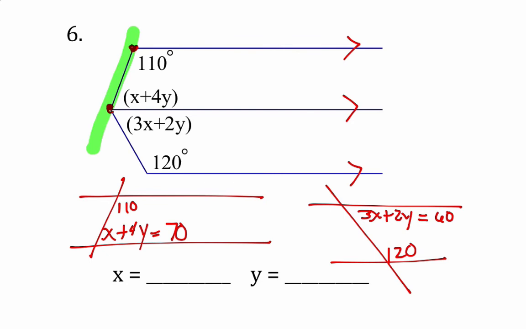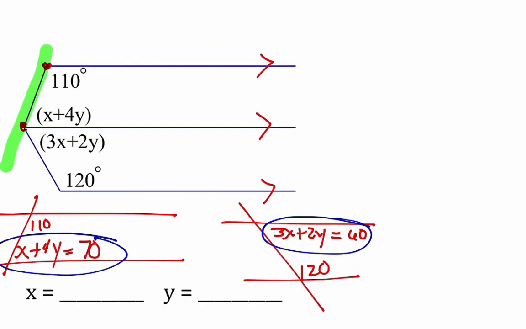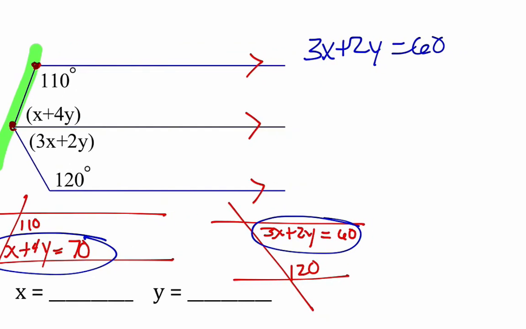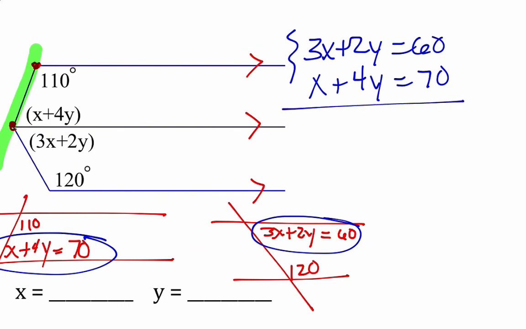If you look at what you have here, you have one equation that has x and y, and you have a second equation that has x and y. So my algebra is going to be putting those two together. 3x plus 2y equals 60, and x plus 4y equals 70. So this is a system, and I need to eliminate one of the variables.